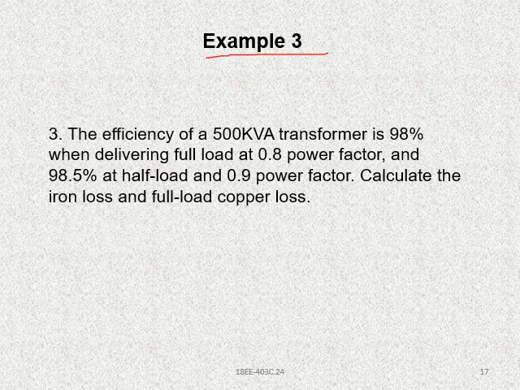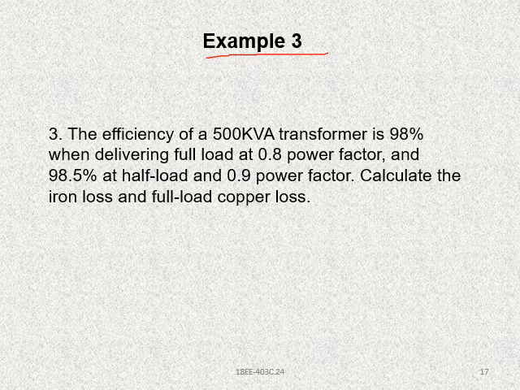Example 3. The efficiency of a 500 kVA transformer is 98% when delivering full load at 0.8 power factor and 98.5% at half load and 0.9 power factor. Calculate the iron loss and full load copper loss.